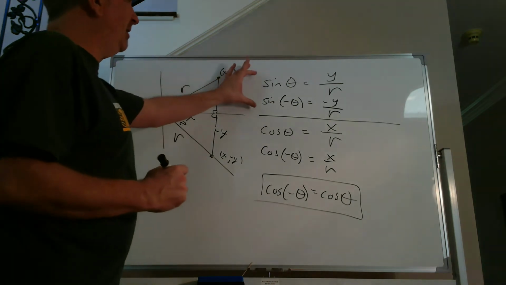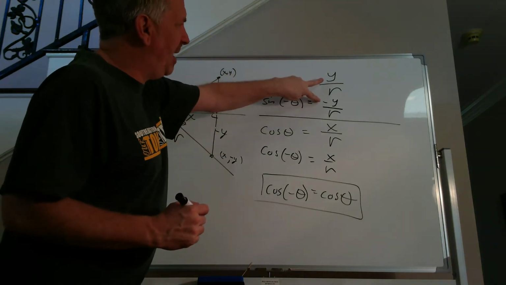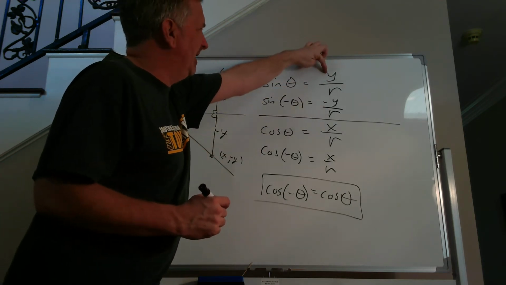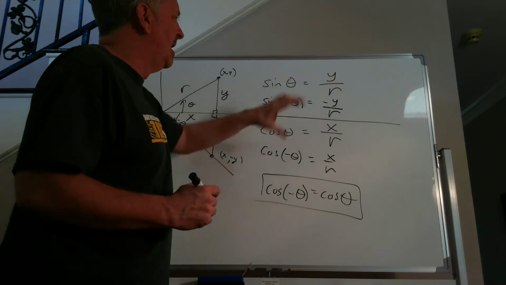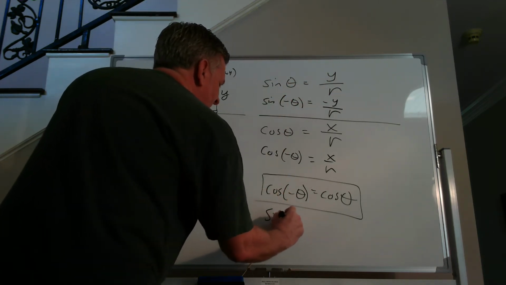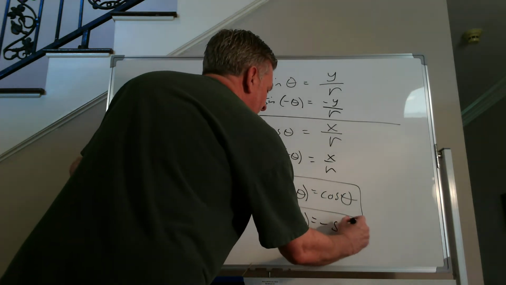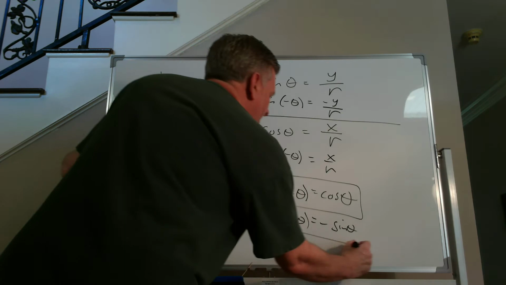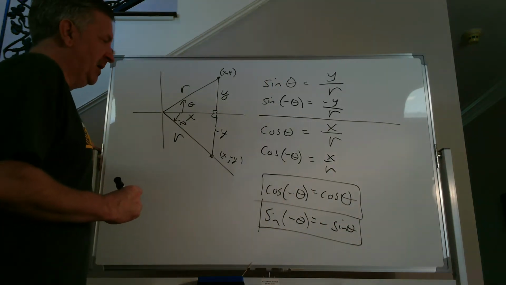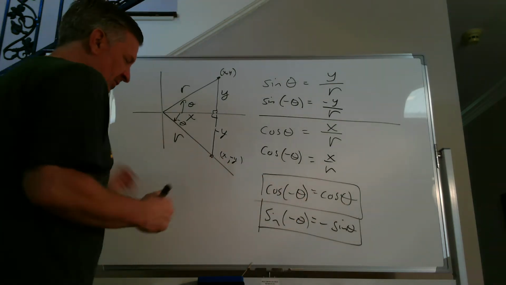Now, how do sine theta and sine negative theta compare? They're not the same. They're off by a minus sign. I'm not saying this one's always negative. Notice that y is negative here, this will be positive here. But they're opposite signs of one another. So from this, we get sine of negative theta is the opposite of sine theta. So there's two new identities that we have. It relates the cosine of an angle and the cosine of the angle's negative, and same for sine.